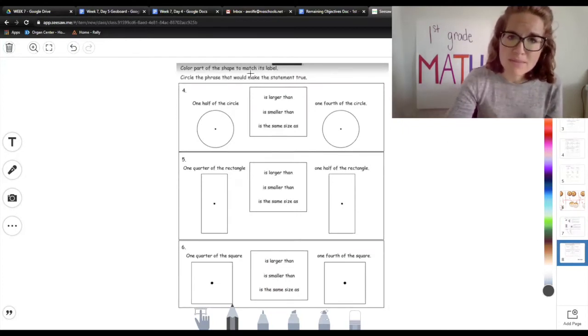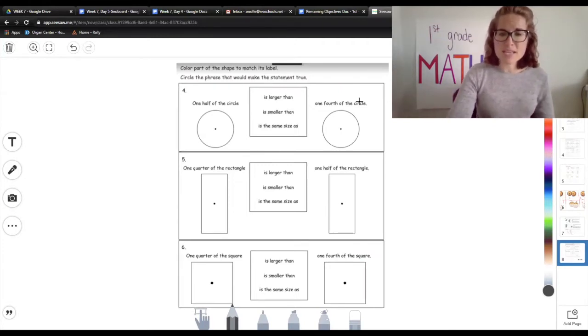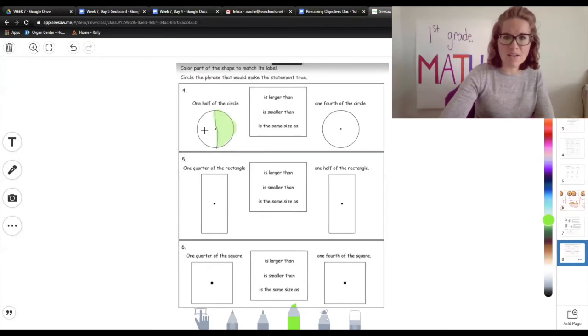Color part of the shape to match its label. Circle the phrase that would make the statement true. Okay, so this one is a little bit trickier, so let's just take a look at the directions. Color part of the shape to match its label. So this one says 1/2 of the circle. Okay, so we're going to divide this circle in halves using your pencil the best you can, and it wants us to color it. So let's color 1/2 of the circle. Doesn't matter if you color this half or this half.